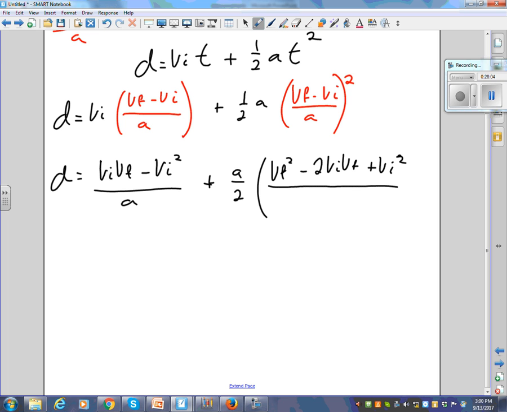And it's all over... Now, here's the question. Does the A get squared? It's also inside the bracket. So that really means VF minus VI over A times VF minus VI over A, and you multiply the tops, multiply the bottoms, so the answer is yes. So that's going to be A squared.